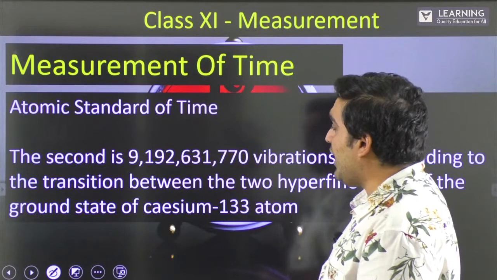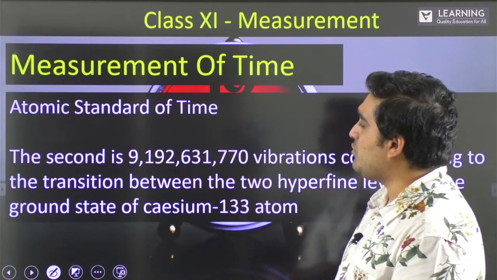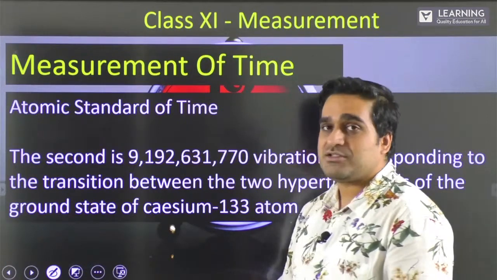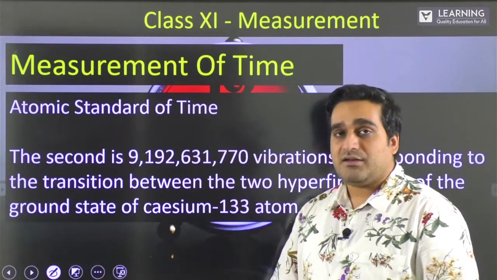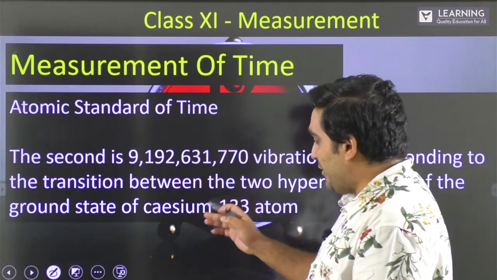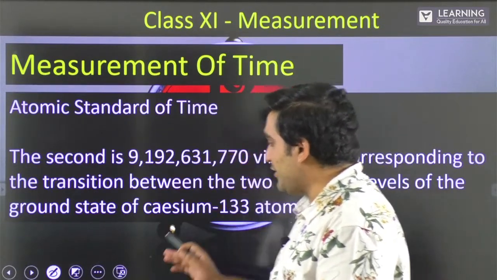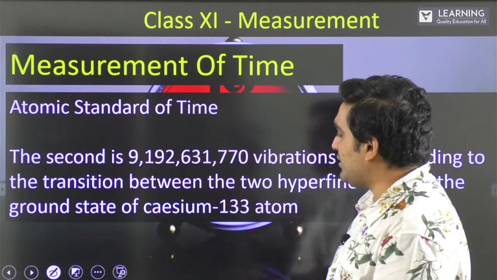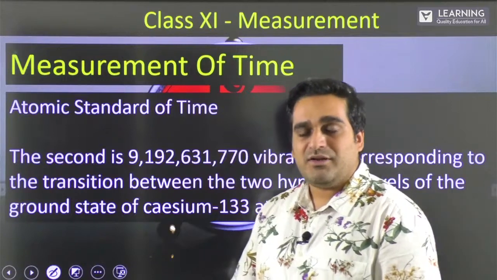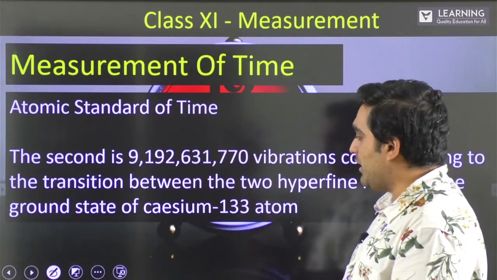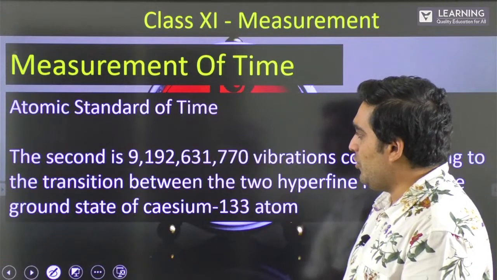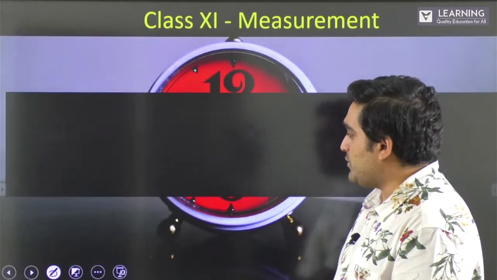That's 9,192,631,770. That is a lot of vibration that takes place between these two hyperfine levels for a ground state of a cesium 133 atom. 133 meaning, in your periodic table, you have the atomic number. So the atomic number for cesium 133. All right.